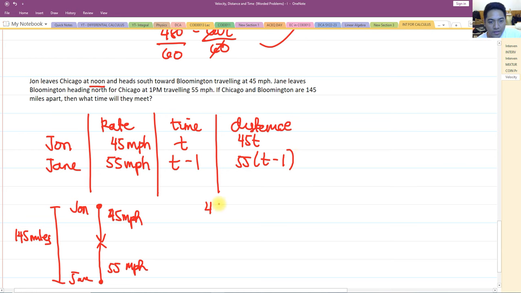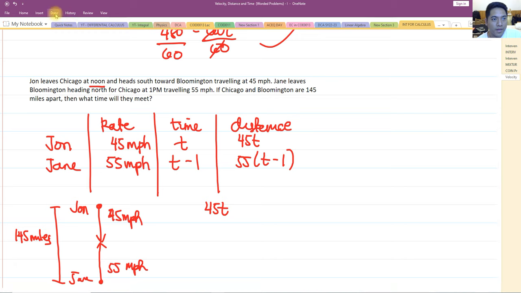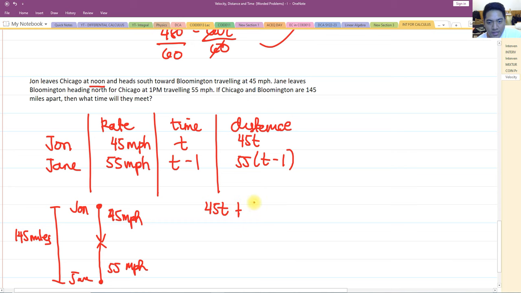The distance traveled by John is 45t plus the distance traveled by Jane, 55 times t minus 1. That should be equivalent to 145, because they are going to meet somewhere. The question is, what time will they meet? So let's solve for the value of t. That would be 45t plus 55t minus 55 equals 145.